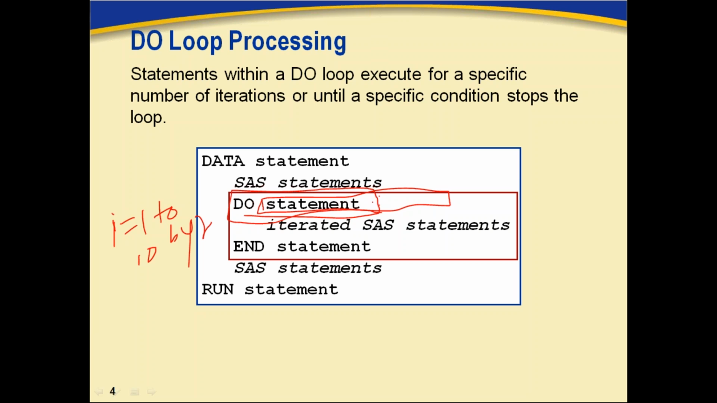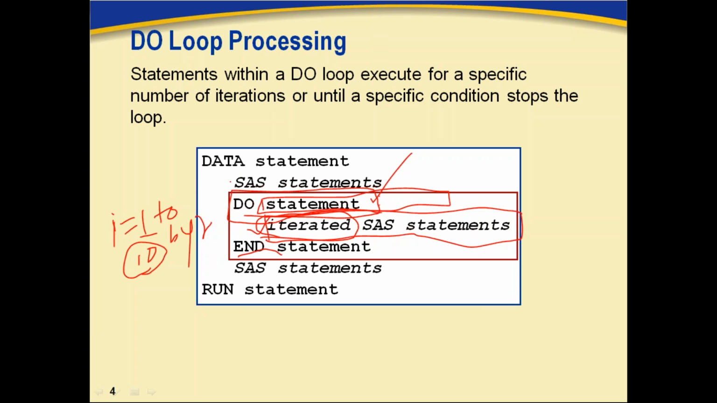So first you'll have the do statement, and inside the do statement you have all the SAS statements you want to iterate. What do you mean by iterated SAS statements? Iterated means they repeat. If I say I equals 1 to 10 by 2, the loop will run until the condition fails. All the statements inside the do statement are called iterated SAS statements, and the do statement ends with an end statement.